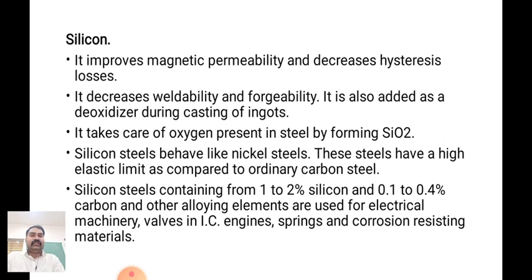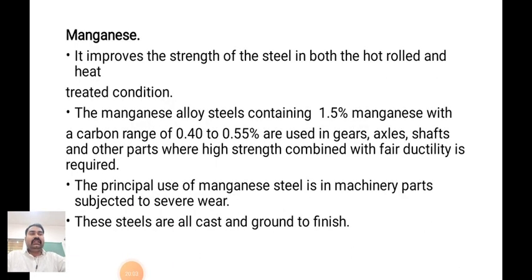Those valves are manufactured by using the steel containing silicon, then springs and the corrosion resisting materials are manufactured by using silicon. Okay, so this is nothing but the uses and applications of silicon. The next alloying element is manganese.